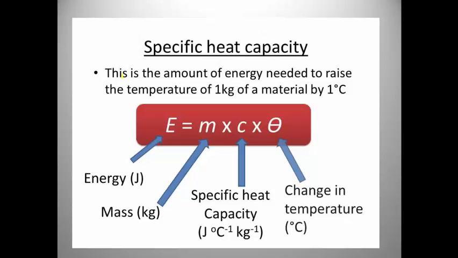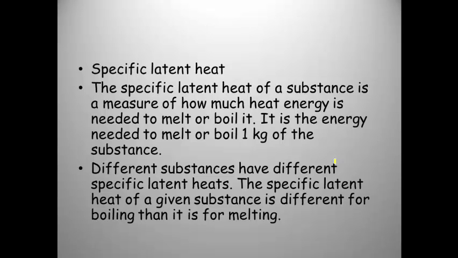This also might be how the equation is written: the amount of energy needed to raise the temperature of 1 kilogram of material by 1 degree. Energy, mass in kilograms, specific heat capacity, which most commonly will be given in joules per kilogram per degree, and change of temperature. They will give you the units for it. Sometimes it's in joules, sometimes it's in kilojoules. Right now, specific latent heat.